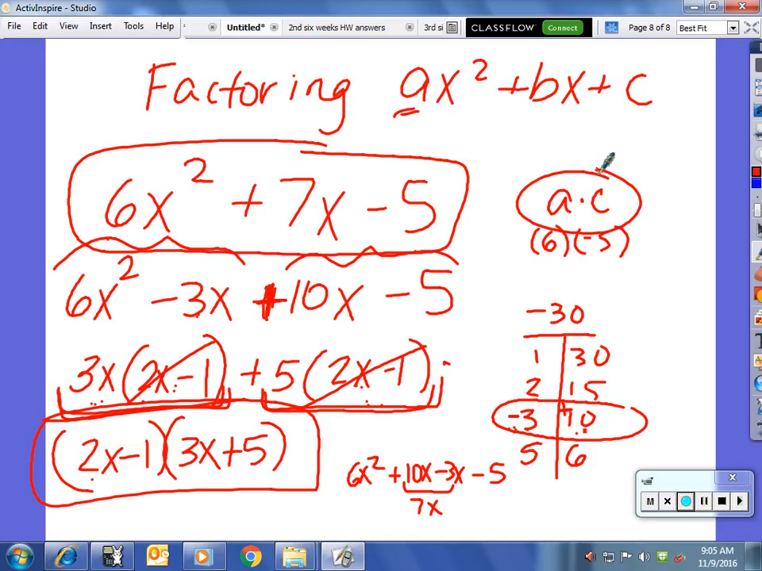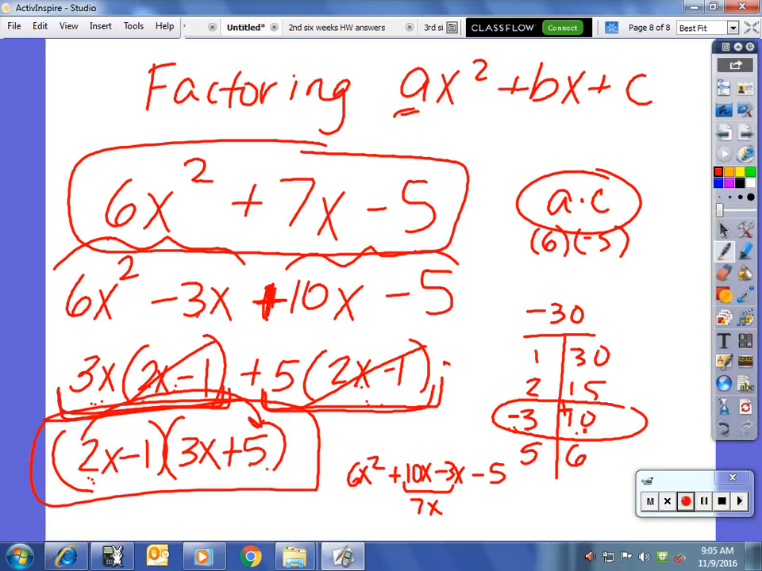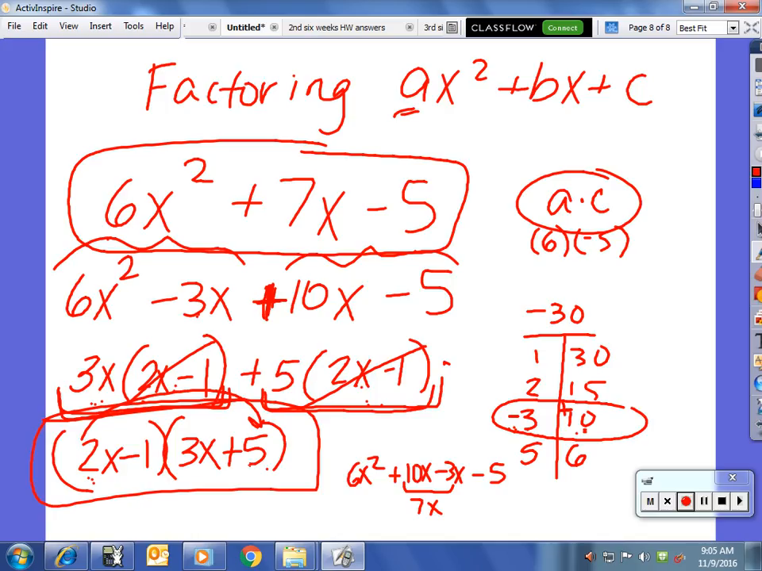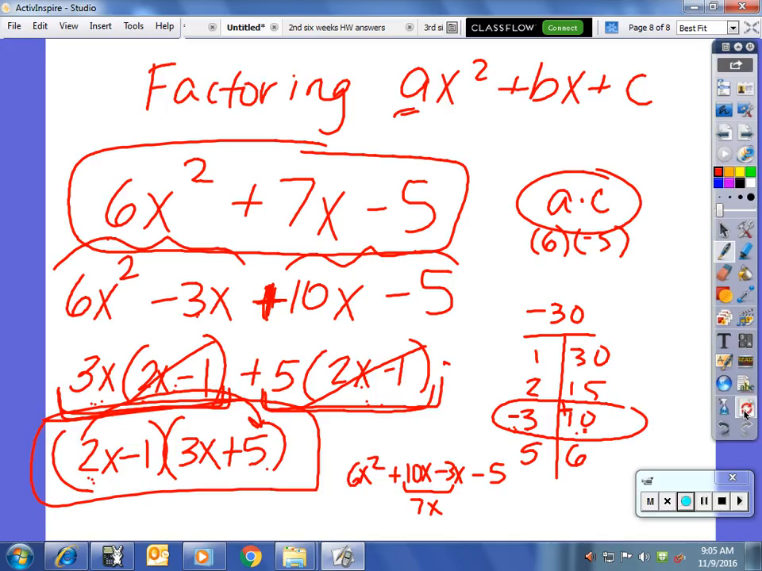You always want to multiply A times C first, because that last term comes from this group times this group. The only difference from yesterday is A was always a 1, so we didn't really need to do that step, but now we're going to have to do that step. Let's try another one.